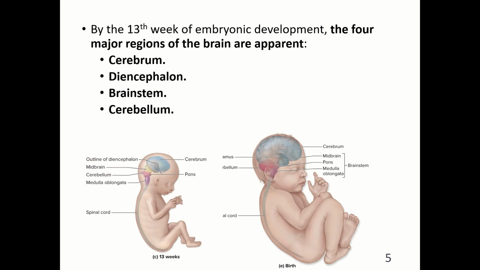By the 13th week of embryonic development, the four major regions of the brain are apparent. The cerebrum, shown in blue, the diencephalon in purple, the brainstem, which includes the midbrain in yellow, the medulla oblongata and pons in a darker purple, and then the cerebellum in red. So by 13 weeks, all four regions are apparent, and by birth, they resemble the adult brain.